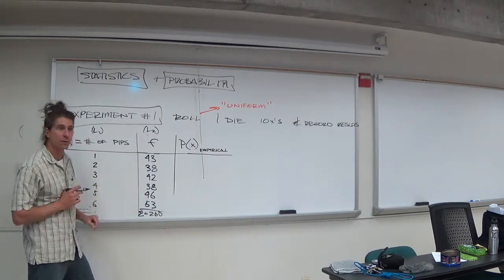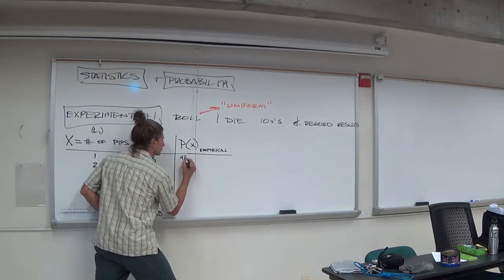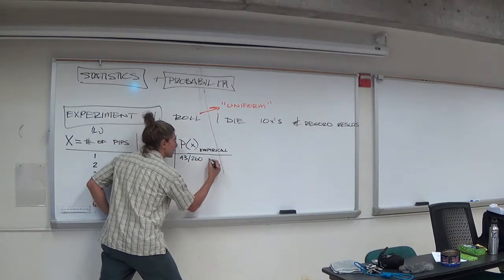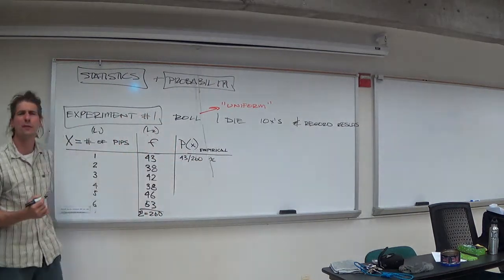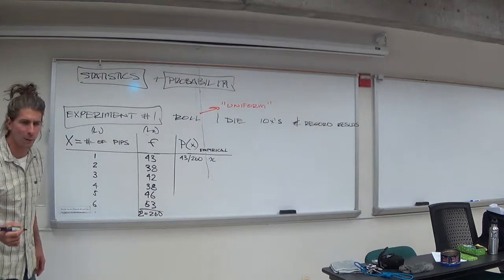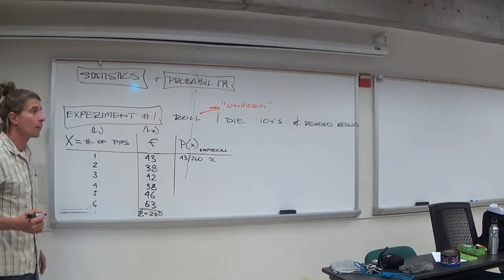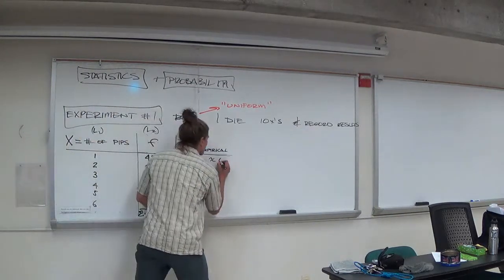What's 43 out of 260? What is that to about a 1/10 of a percent? What do you get? 0.165. Thank you, Rich.